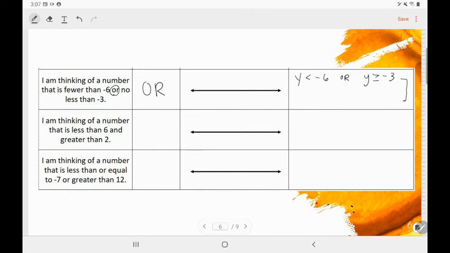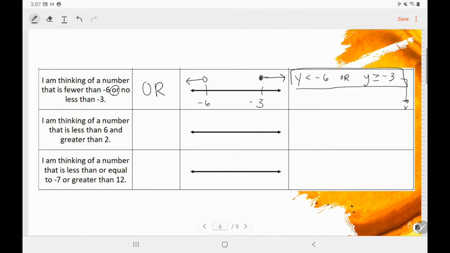Now there is no way for me to write the shorthand version of this. Okay, so I am going to leave this as my answer, and I'm going to graph it. So y is less than -6, and y is greater than or equal to -3.